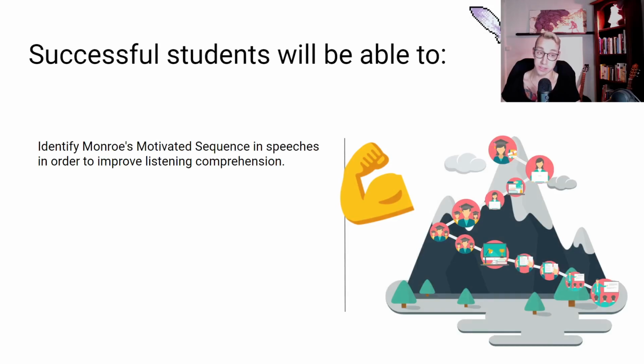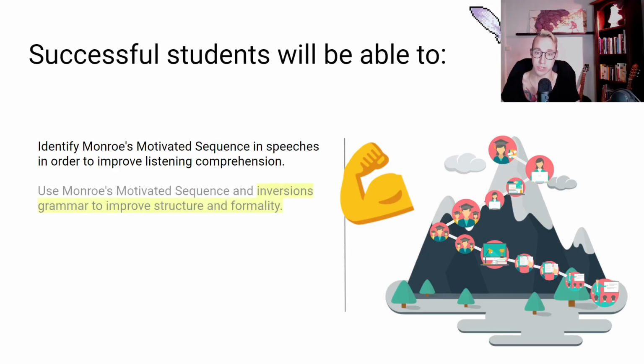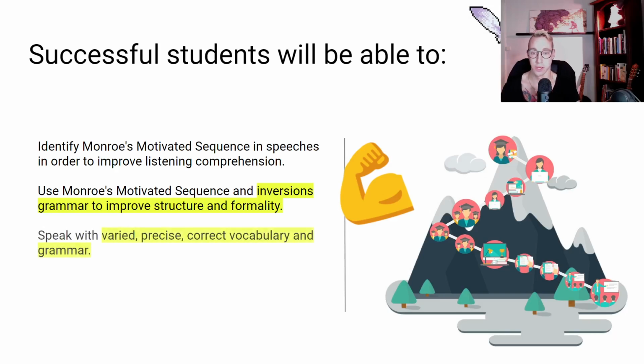So a successful student will be able to identify Monroe's motivated sequence in speeches in order to improve your listening comprehension. As a student, you will also be able to use Monroe's motivated sequence and inversion grammar to improve your structure and formality. That's what we're going to be covering today, hence the marking. Thirdly, you will be able to speak with a varied, precise, correct vocabulary and grammar, which will also be partially covered here. And finally, you will also be able to discuss the positives and negatives related to your speech topic.